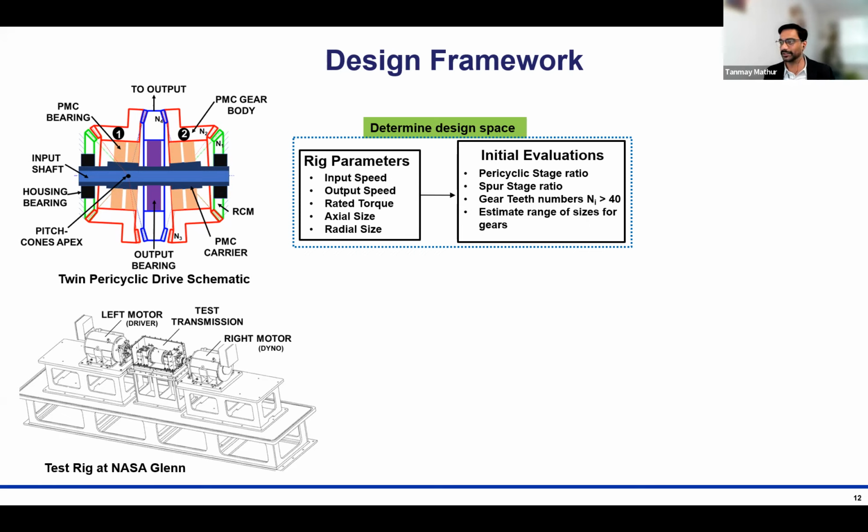So we begin with first determining the design space available to us from the test rig. Look at the parameters such as input speed, output speed, rated torque. Do some initial calculations for the required gear ratio, and come up with a possible number of teeth. Really try to determine the design space.